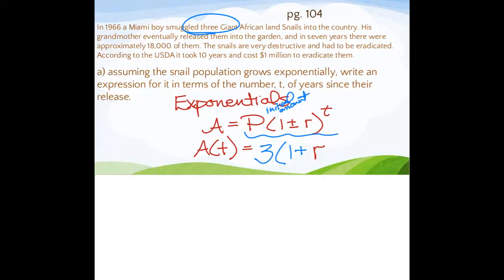Well, it doesn't say approximately 18,000. You know it's not a rate. Well, that's not a rate. That would be more the ending number.